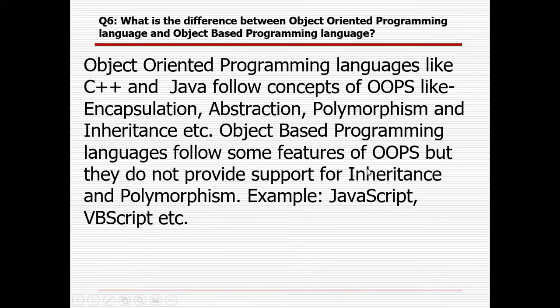So the object based programming language supports encapsulation and abstraction, but they do not support inheritance and polymorphism. Examples of object based programming language are JavaScript and VBScript.